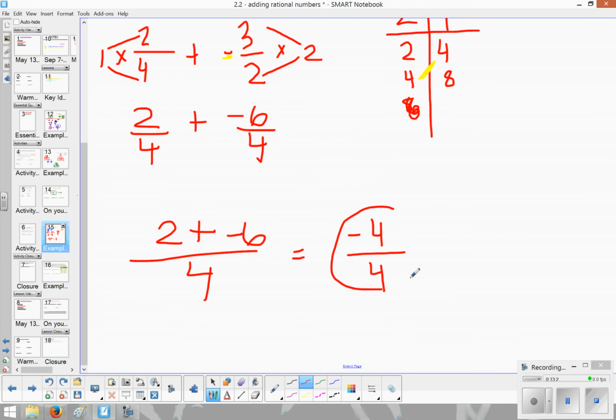Now this is the answer, but a better answer I would like for you to have is a reduced answer. So 4 divided by 4 is actually 1. And since it's a negative divided by positive, it's a -1. So this is a better answer than this. Okay, so make sure you have your fractions always reduced for your homework and also the test.